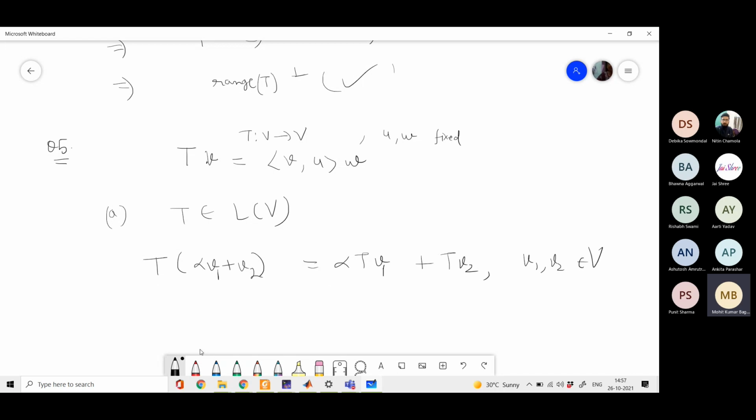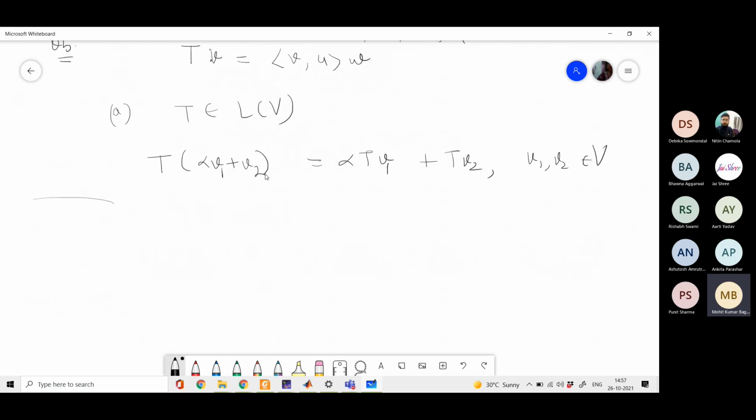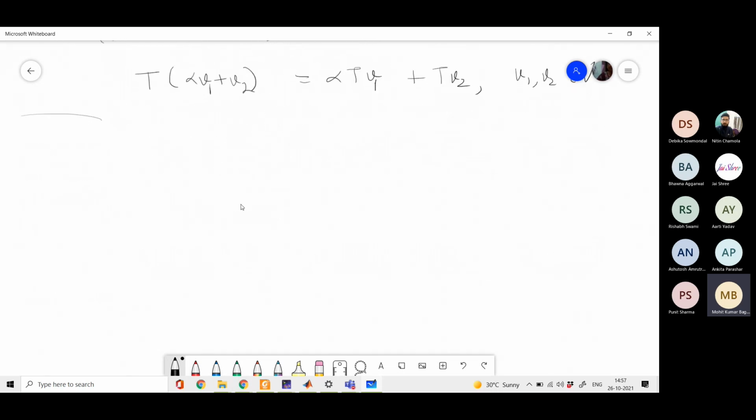So can you do it? Yes, sir. Is it linear? Right, it's linear. Okay. So linearity is fine. I'm not doing linearity here. And how about this part B?